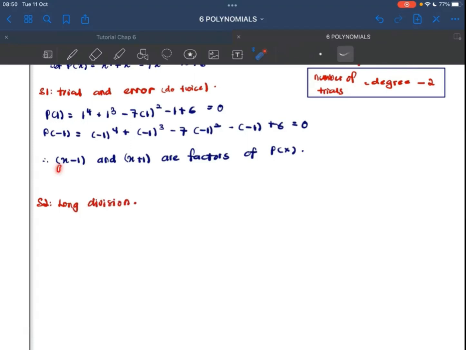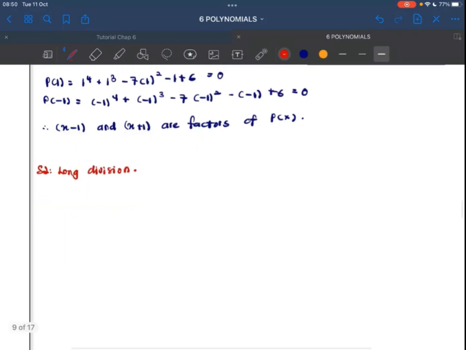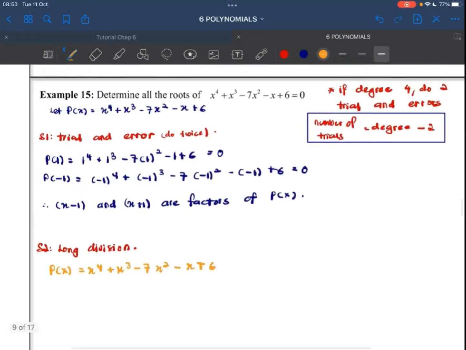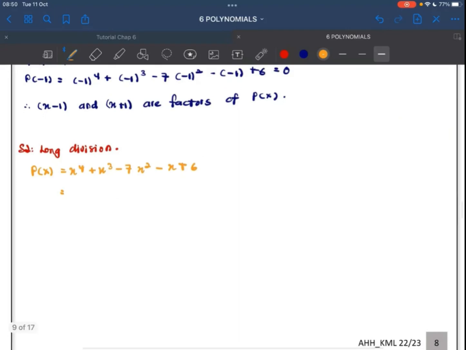Okay, so the factors we already have are x minus 1, x plus 1. So if I rewrite our Px, Px is equal to x4 plus x cube minus 7x square minus x plus 6. Determine all the roots. Obviously we must factorize first, and we already have the first 2 factors, x minus 1, x plus 1. And we want to find the other 2 factors here, which we will need to use long division for. And this is basically your Qx, the Qx from our long division.